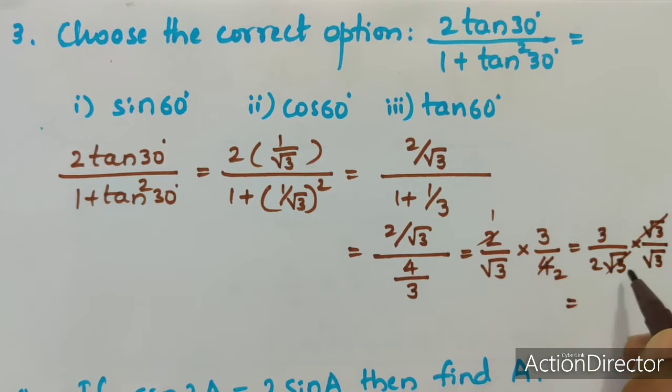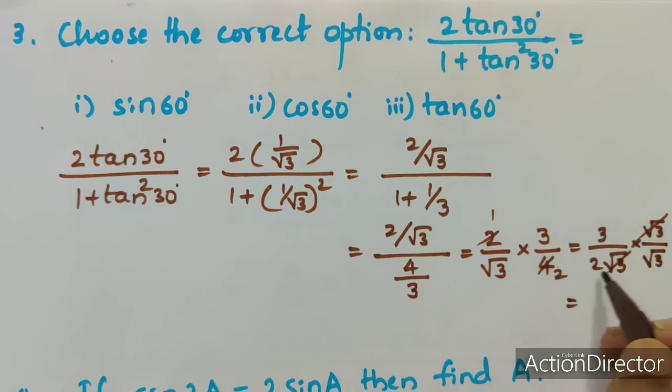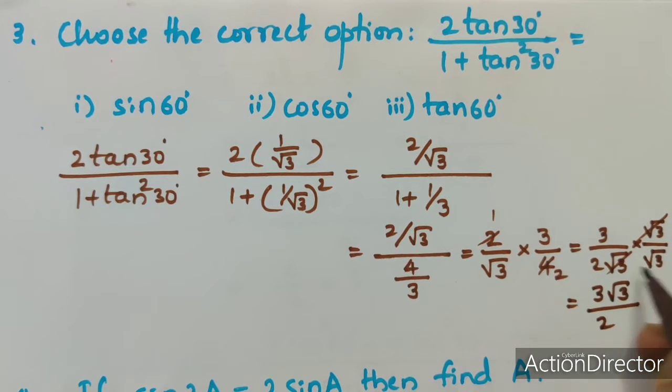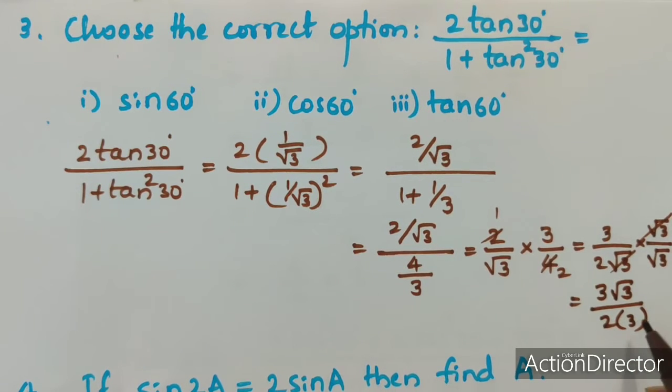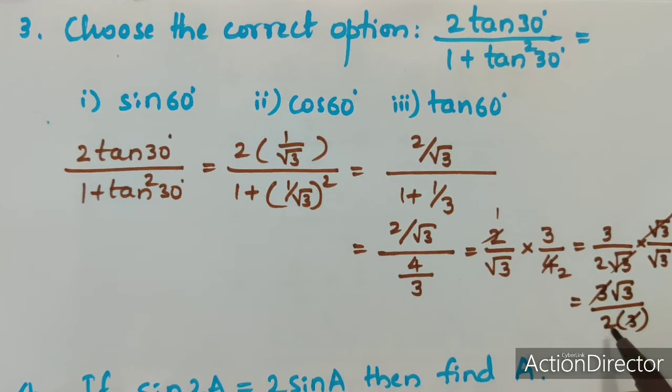In the numerator you get 3 root 3, and in the denominator 2 root 3 into root 3. Instead of cancelling, you may keep 2 as it is, and root 3 into root 3 you can keep as 3 itself. Because first I thought of cancelling, but if I cancel I don't get the required answer. If I cancel this 3, root 3 by 2 remains. If this is the answer, in my options this answer is not there.